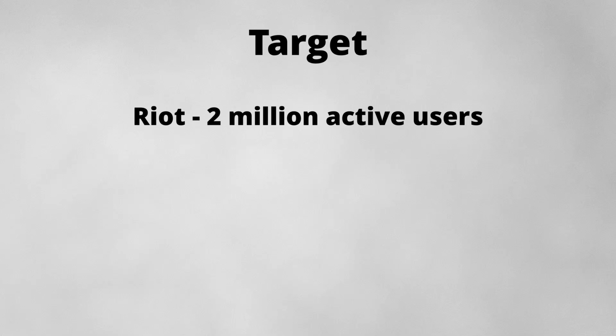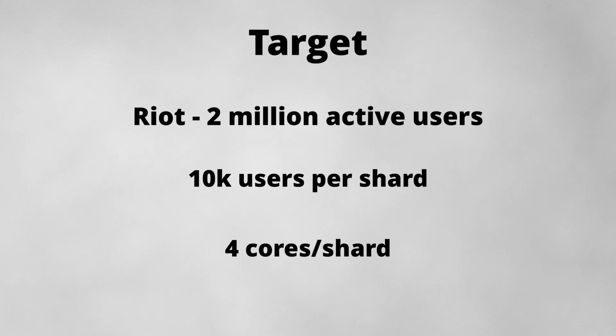Now, with their setup, they have a bunch of shards sent all over the place for each geolocation. One shard seems to be able to support 10,000 active players per 4 CPU cores. So that was the performance benchmark I was trying to hit.